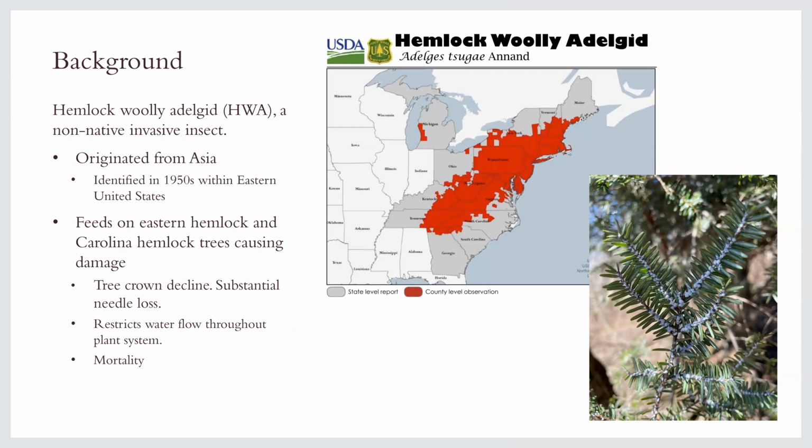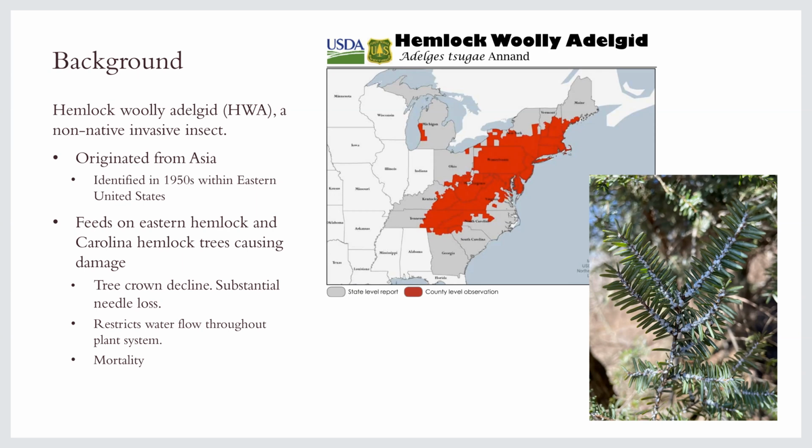The hemlock woolly adelgid, commonly referred to as HWA, is a non-native invasive insect originating from Asia. It was first identified in the 1950s within the eastern United States, and many reports have cited the first known occurrence happening in Richmond, Virginia, and then spreading shortly afterwards from there. There are two main tree species this pest feeds on, the eastern hemlock and the Carolina hemlock tree. The insect will feed on the branches of the tree, causing damage, and over time, the needles actually fall off. This damage also restricts water flow throughout the plant system, commonly leading to tree mortality.